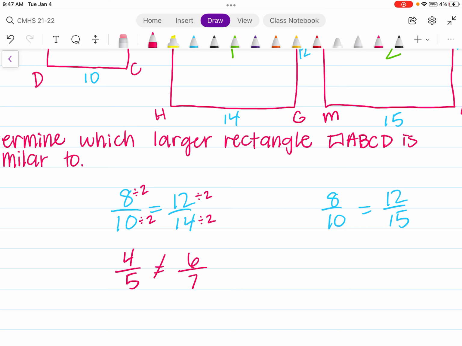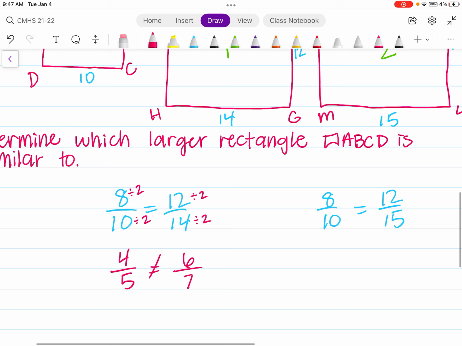So there's a hint already, but we still have to double check over here. So divide by 2, we already know it's going to be 4 over 5. What can we divide 12 and 15 by? What goes into 12 and 15? How about 3? Divide by 3. It doesn't always have to be the same number, of course. Okay, so 12 divided by 3 is 4, 15 divided by 3 is 5.